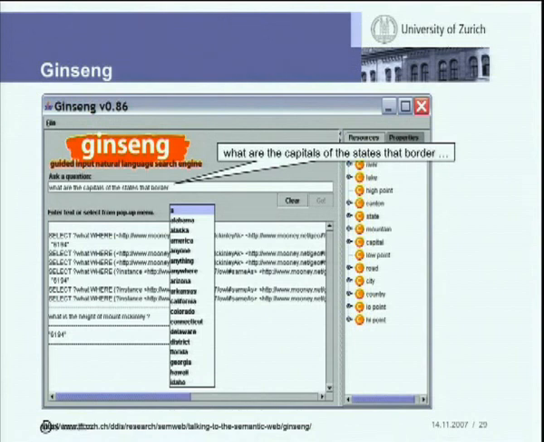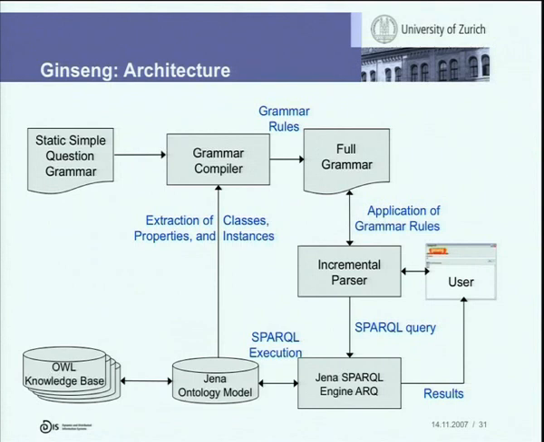So the system, again, as a diagram, is very simple. You have a simple static question grammar, which is just the standard form of a question. You take the knowledge base, and you compile your actual grammar, which you then use to interpret incrementally as people type what is entered. So this is like you're in Eclipse, and you get these drop-down boxes of what the possible methods are that you can call.